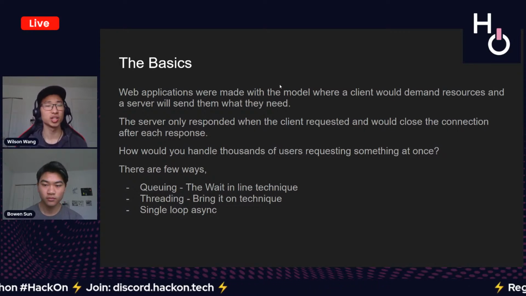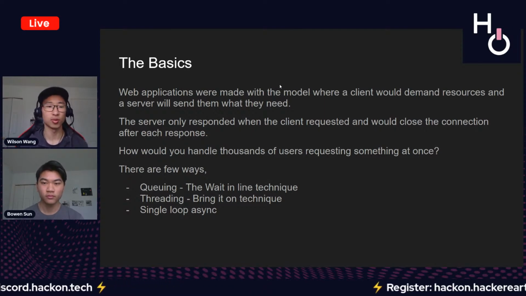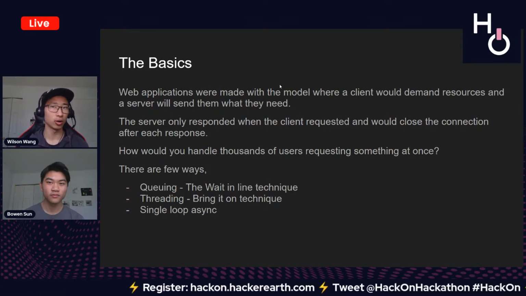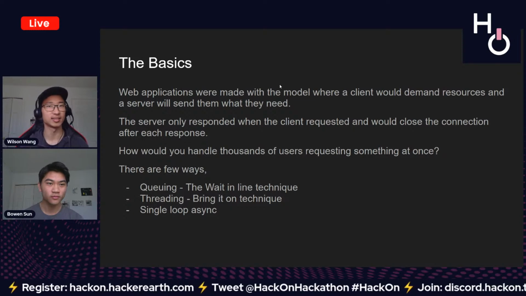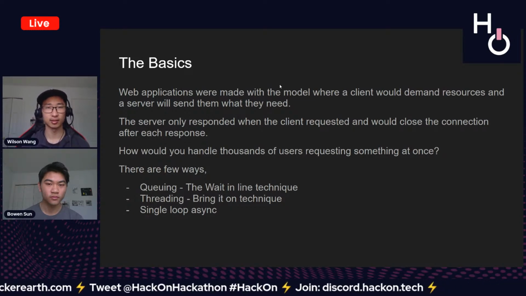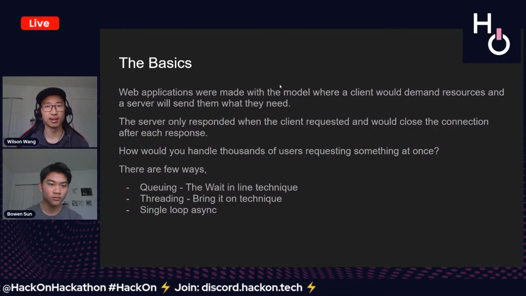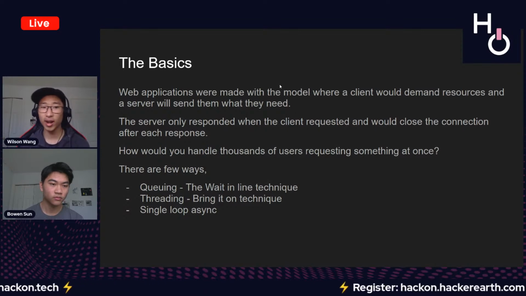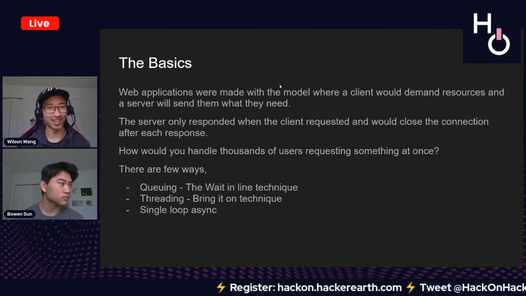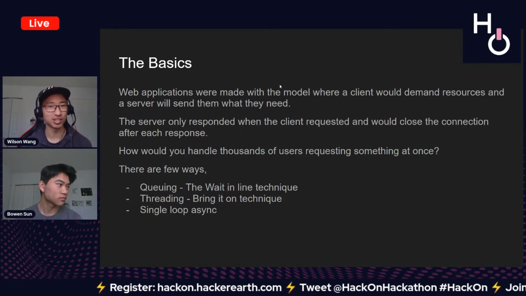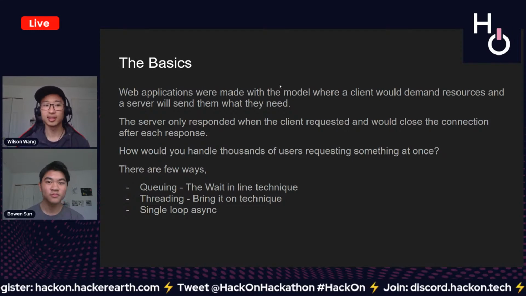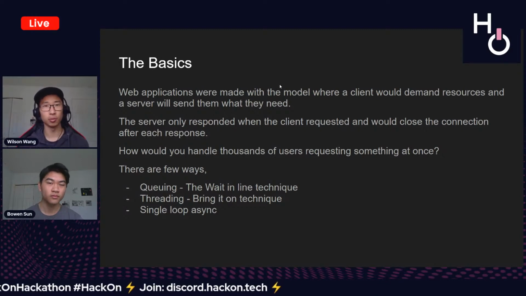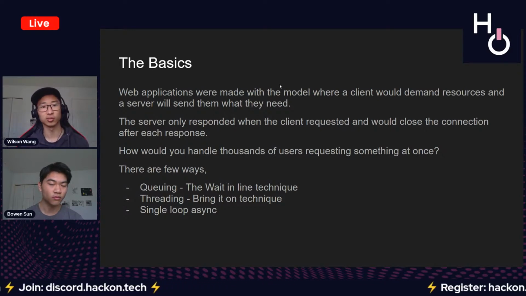There are a couple of ways that are traditionally used in web development: queuing, threading, and single loop asynchronous connections. Queuing is where you use either a priority queue, a first in, first out, or a last in, first out stack. These basically mean that the server will only handle one person at once, finish the transaction, and move on to the next person. Threading is where the server goes, bring it on, I'll take all of you at once. I'll create a new thread for each of you, and I'll split myself real thin. And single loop asynchronous is where there's just one main thread, but it will asynchronously pull things in and handle them as resources are freed up.